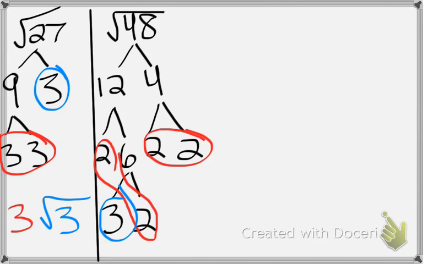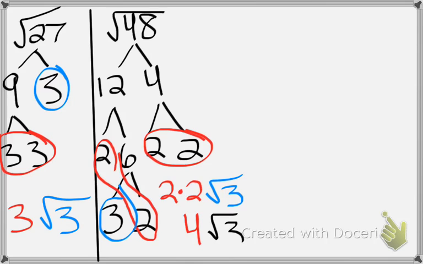So we're going to have one 2 on the outside. We're going to have another 2 on the outside. And then we're going to have a 3 stuck on the inside. Well, 2 times 2 is 4. So that's 4 times the square root of 3. So now you simplified that one fully.